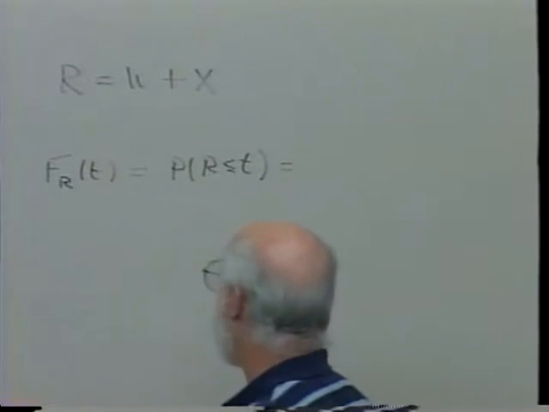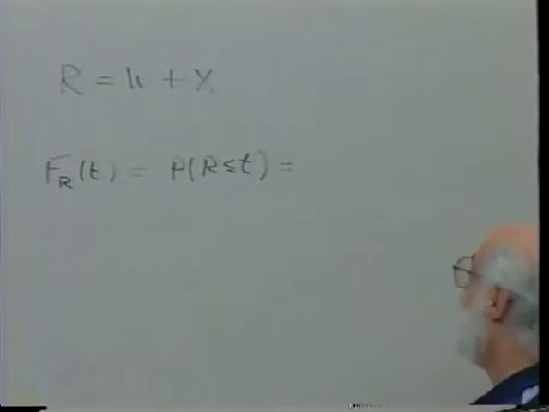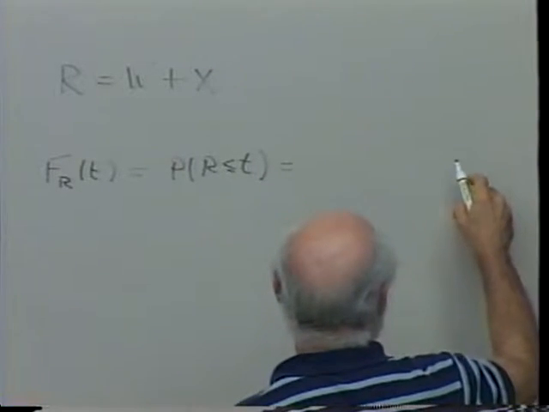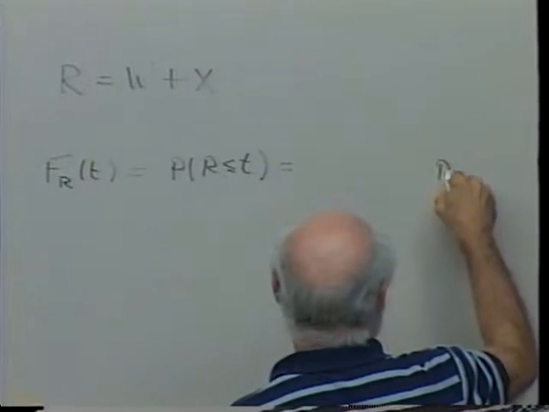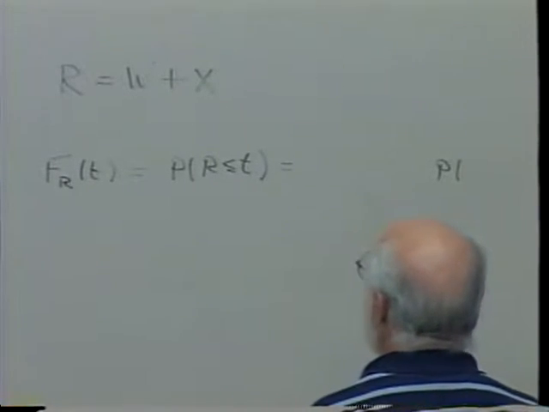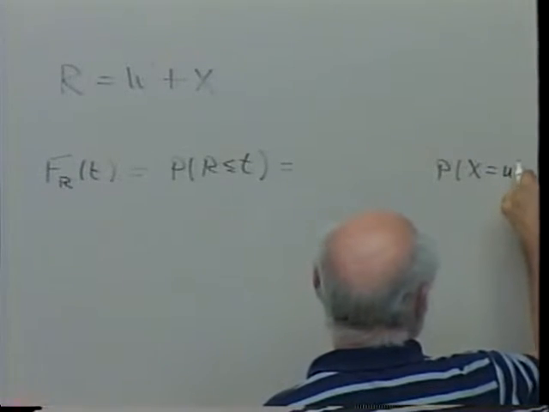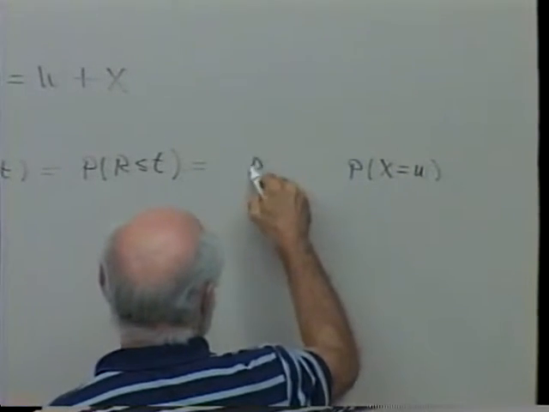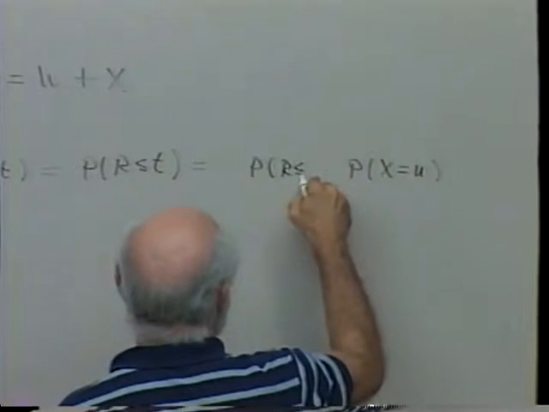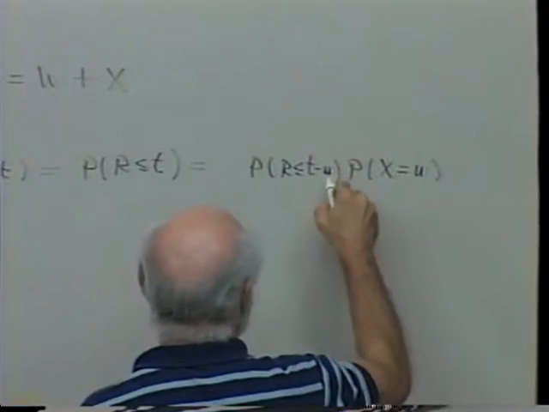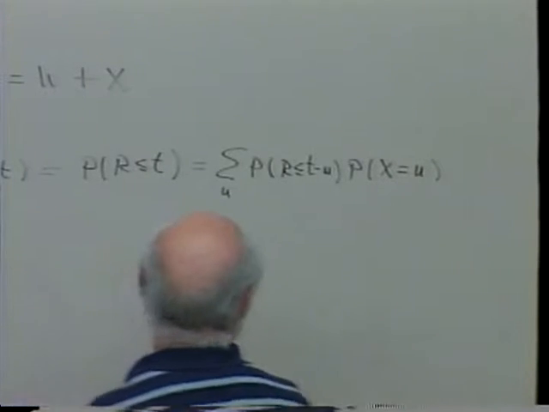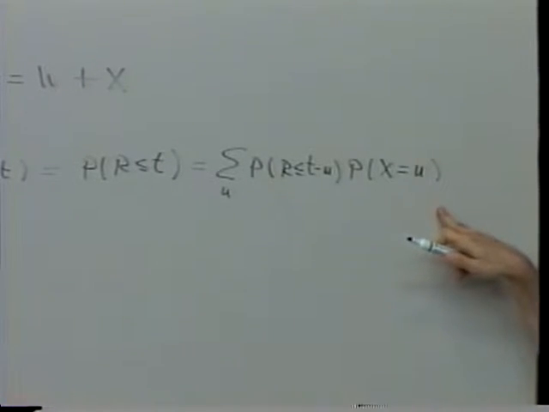So now I'm going to calculate the probability that R is less than or equal to t. And I'll do that by saying, well, let's see. First of all, I'll calculate the probability that, let's say, X takes the value U, multiply that by the probability that R is less than or equal to t minus U, and then sum over all U. Of course, this doesn't make any sense, but it's suggestive. It doesn't make any sense because X and R are not discrete variables.